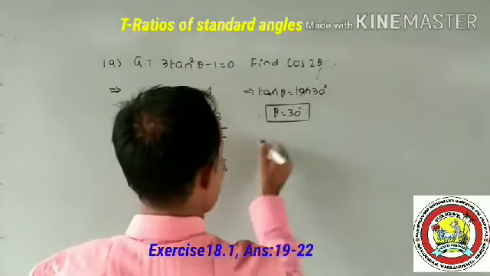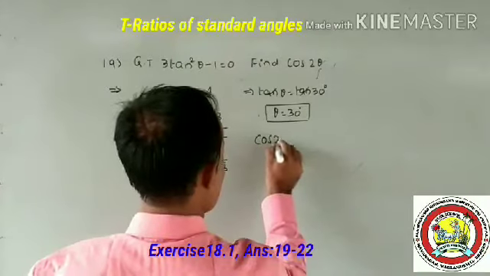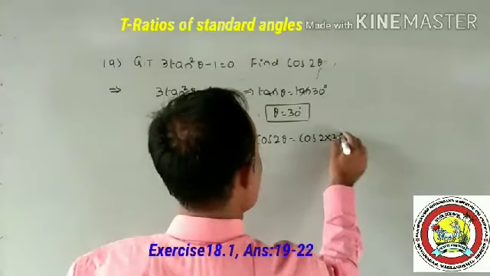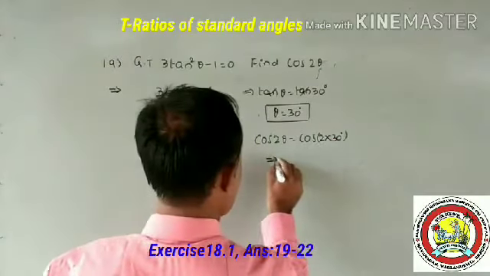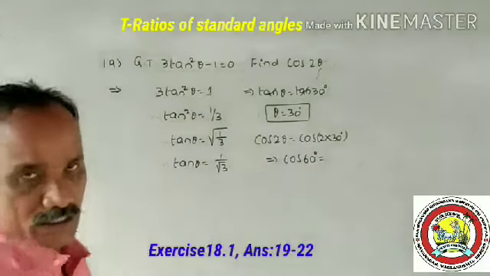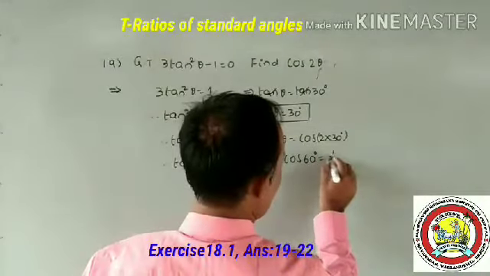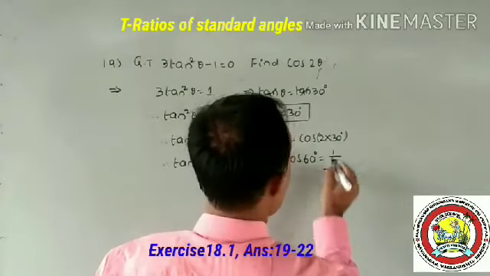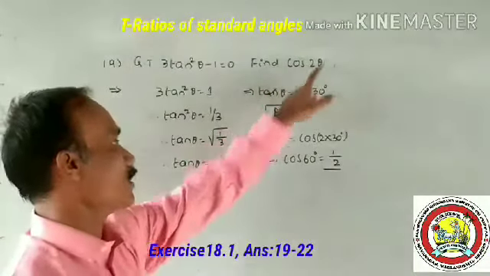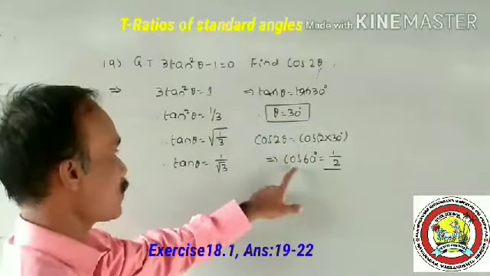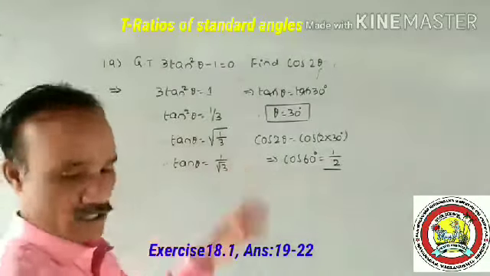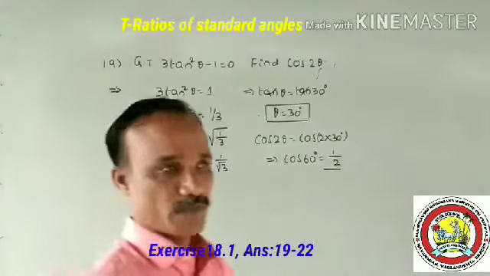Now consider cos 2 theta, cos 2 into 30 degrees, so this implies cos 60 degrees. The value of cos 60 degrees is equal to 1 divided by 2. What is the value of cos 2 theta? Theta is 30 degrees, cos 2 theta is cos 2 into 30 degrees, cos 60 degrees, which is equal to 1 divided by 2. This is question number 19.